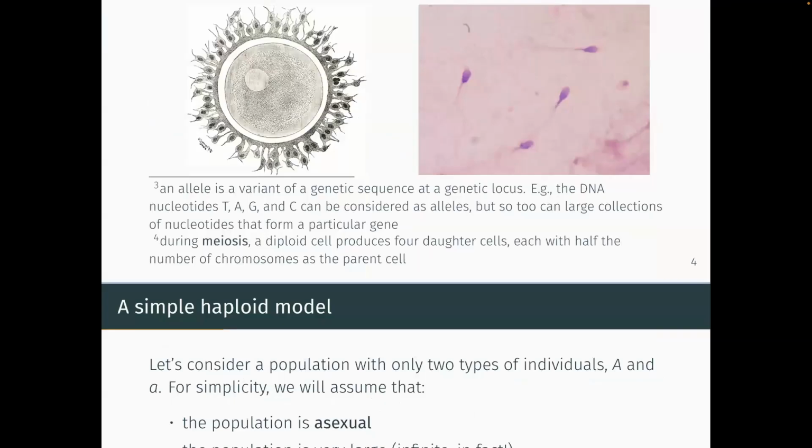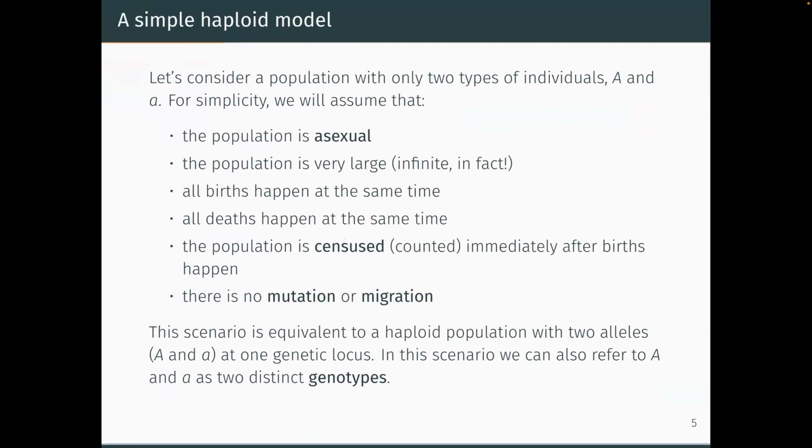Anyway, we're going to be talking a lot about haploids and diploids, but today we're going to be focusing on haploids. Let's consider the simplest population that we can. We're just going to have two types of individuals in this haploid population: individuals that are either capital A or little a. This is going to refer to their alleles, and in this case, it also refers to their genotypes, because those two things are the same. We've only got one genetic locus with two possible alleles at that locus. So individuals can either be a capital A or a little a. You can think of this as being a label.